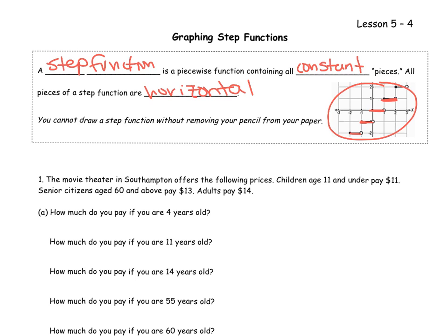So you can't draw a step function without removing your pencil from your paper. Think about steps. Go from one step to the next step to the next step. Okay? All right, so let's take a look at this first example here.